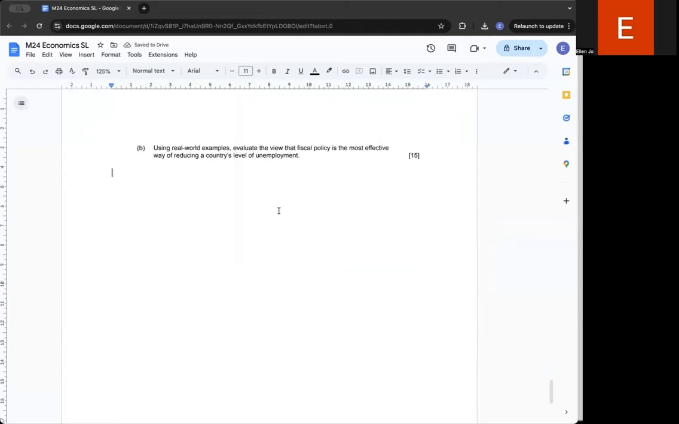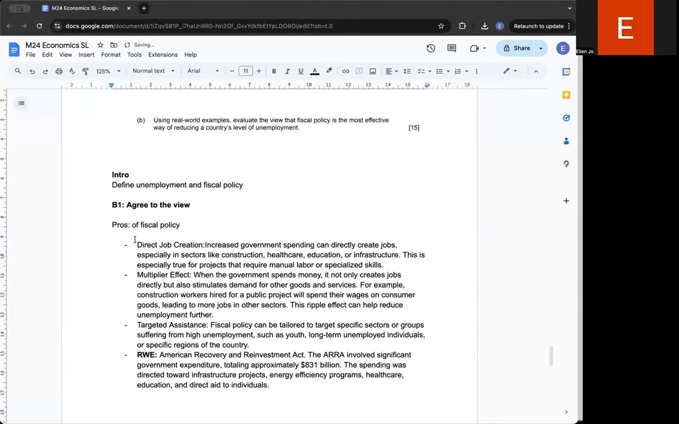Moving on, B: using real-world examples, evaluate the view that fiscal policy is the most effective way of reducing a country's level of unemployment. As you can expect, you define unemployment and fiscal policy to start the essay. And first, in Body 1, the discussion can present a few ideas that agree with the view. So it should be about the pros of the fiscal policy.